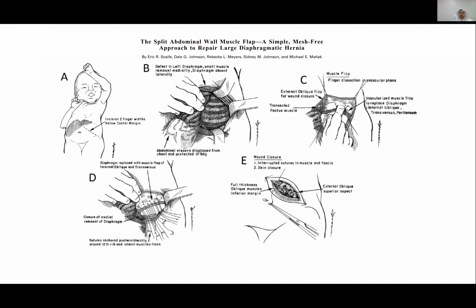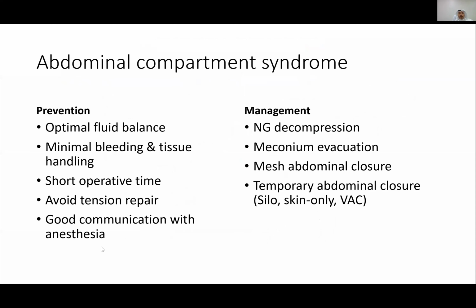What about abdominal compartment syndrome? We spoke about that when we talked about congenital abdominal wall defects, but how do you prevent it? You basically want to give an optimal fluid balance to this baby. You want to make sure that bleeding and tissue handling is minimal to avoid tissue edema. You want to make the operation time short. You want to avoid tension repair of the diaphragm. And you want good communication with the anesthesiologist. So if you reach a point where the anesthesiologist tells you the ventilatory pressure is not good, then you want to rethink about not closing this baby.